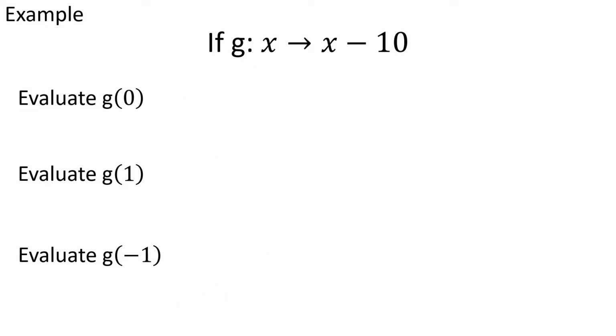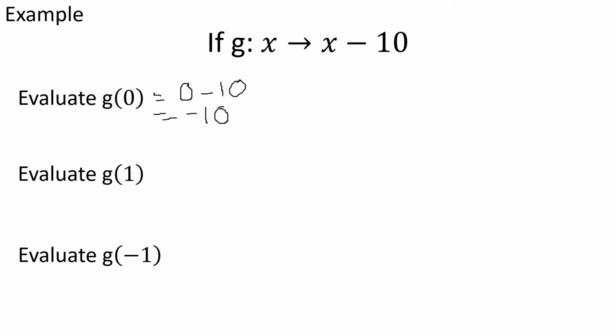Next example. So function here, where function is g, input is x, and our output is x minus 10. So evaluate the following. So g of 0. Our input this time is just 0. So whenever we see an x, we need to substitute for a 0. So it would be 0 minus 10. 0 minus 10 is just minus 10.